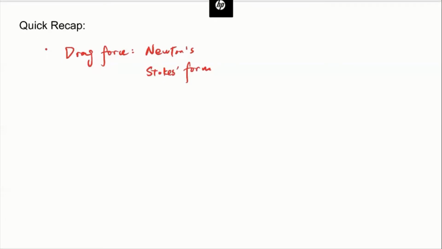We have been talking about the different types of drag force. We have different types of expressions. We basically have the Newton's form and also the Stokes form. If we do this quiz again, I have been telling you that we need to memorize what is the expression for the drag force. Again, let's do that.